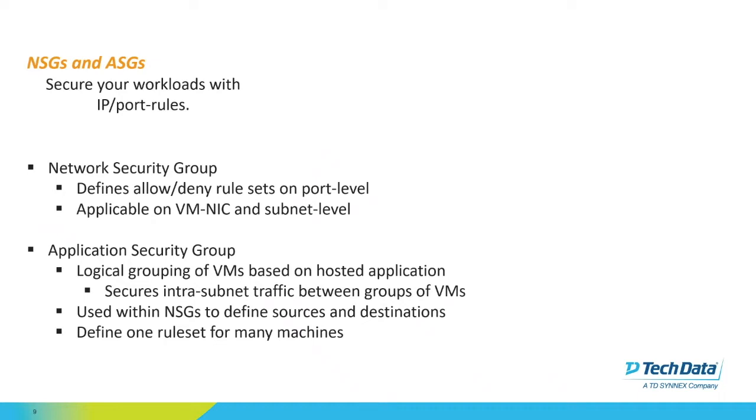On top of that, we do have something called application security groups. What those are is a logical grouping of VMs based on what sort of service or application that VM is running. Let's say we have 3 load balanced web servers. We can put them into the same application security group, and then within, let's say, a subnet level network security group, we can define that application security group that we allow HTTP and HTTPS from, let's say, everywhere from the internet to those destinations.